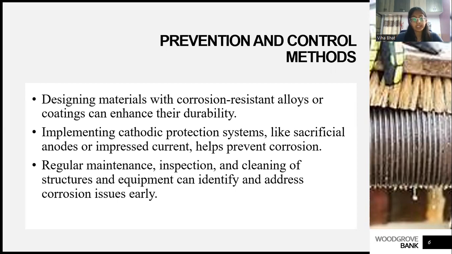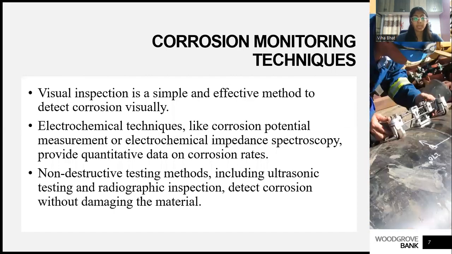Next is maintaining all the metals in your infrastructure, like gates or railings, etc., regularly by inspecting and cleaning the structures. Prevention can also be done by applying a coat of paint. This prevents oxidation of the metal, thus preventing corrosion.